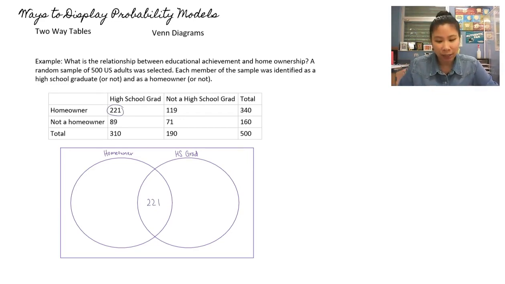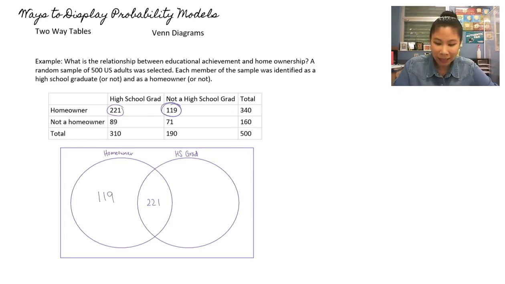It's easiest to start at that point, whether you're given a two-way table or not. Just trying to give hints here. Okay, so then we also want to fill out the rest of our Venn diagram, the rest of our circles. So in this entire circle of homeowner, remember the part in the middle would be if you're a homeowner and a high school graduate. So this section over here is when they're a homeowner but not a high school graduate. So homeowner but not a high school graduate would be these people, that 119.